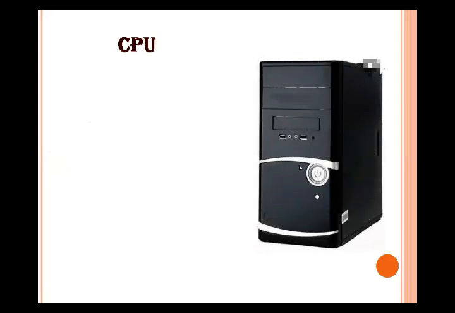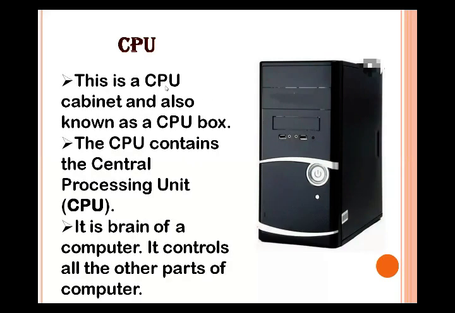Now, the next one is the CPU. This is a CPU cabinet. In your book, its name is CPU cabinet, and it is also known as CPU box. Why do we call it a CPU box? Because it looks like a box. That's why we also call it a CPU box. The CPU cabinet contains the central processing unit. We call it CPU, but the complete name of CPU is Central Processing Unit: C for central, P for processing, and U for unit.